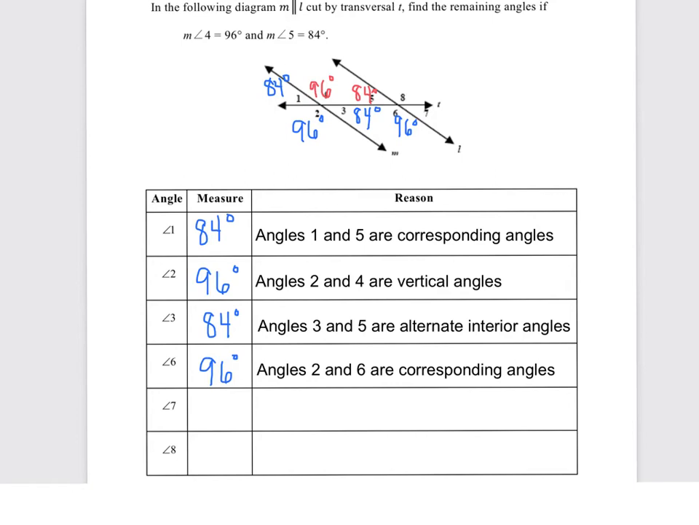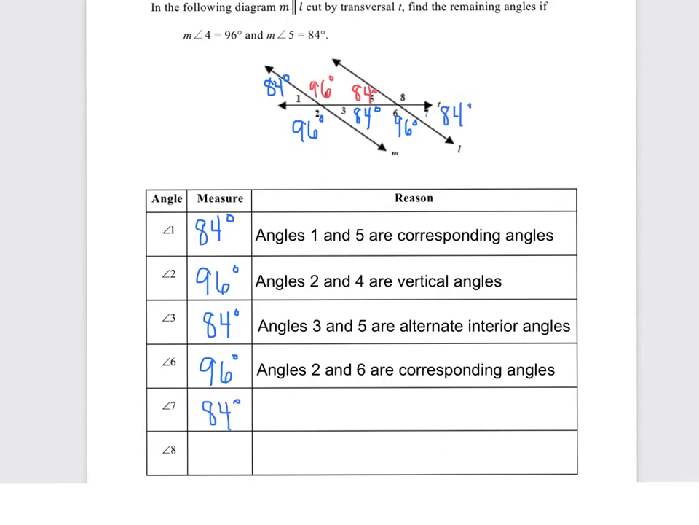Let's now look at angle 7, which is right here. And again, what relationships do we see with angle 7? Well, we have angle 7 and 5 are vertical angles. Therefore, they're equal. We have angle 7 and angle 3 are corresponding angles. Therefore, they're equal. Therefore, angle 7 is equal to 84 degrees.